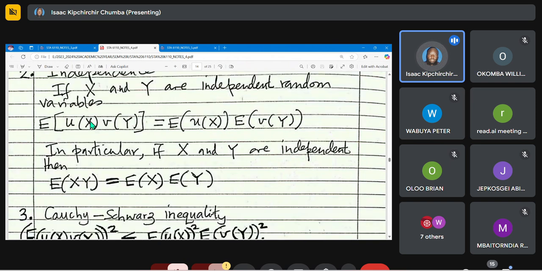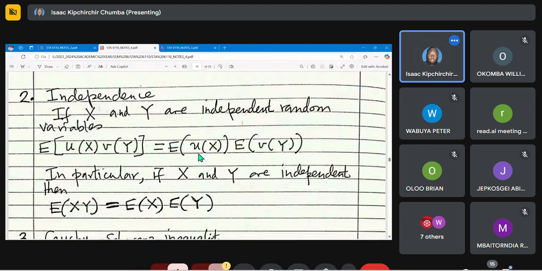So you can see whatever I have here, it is a function of x alone. The function u is a function of x alone, and the function v is a function of y alone. So when you want to get the expression of such a product, you get it as a product of expectations. This is a very important result.